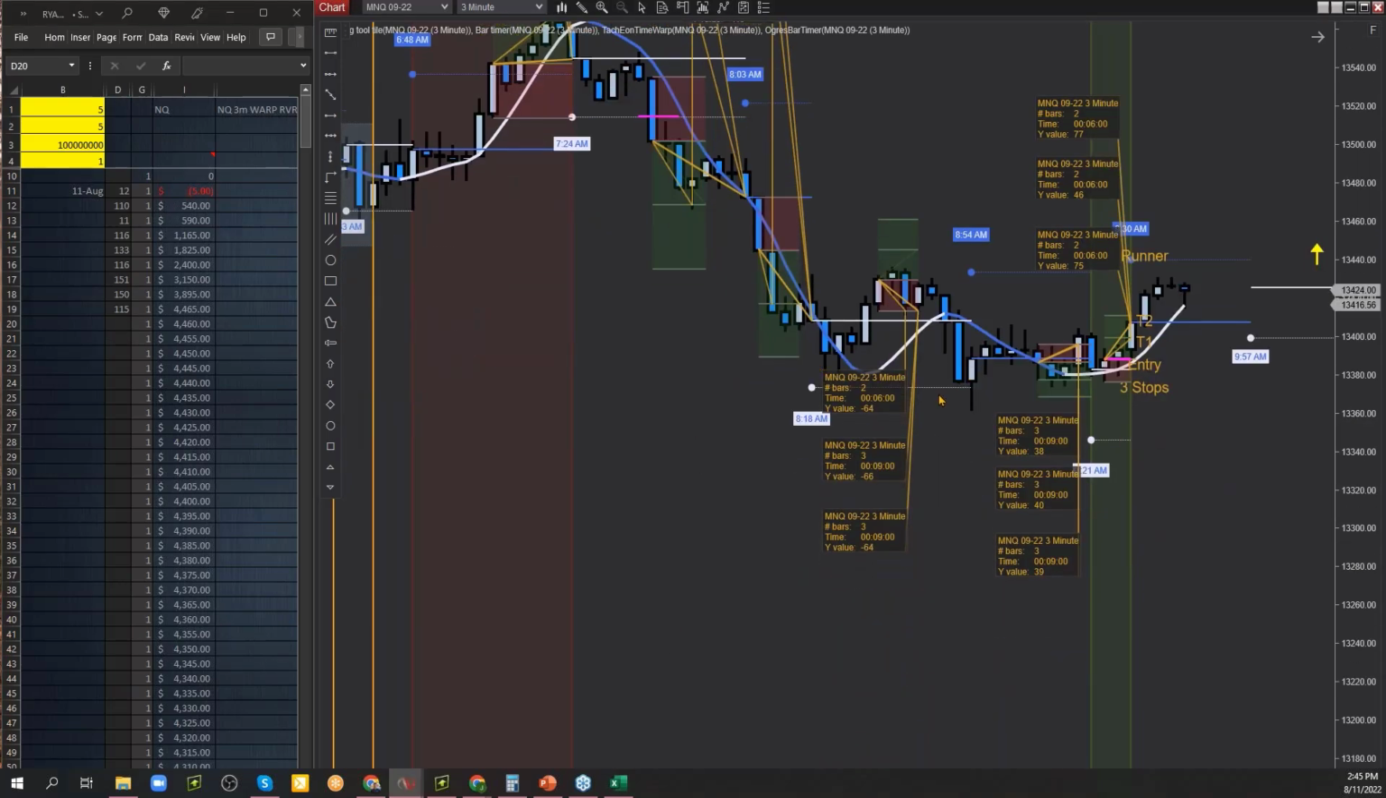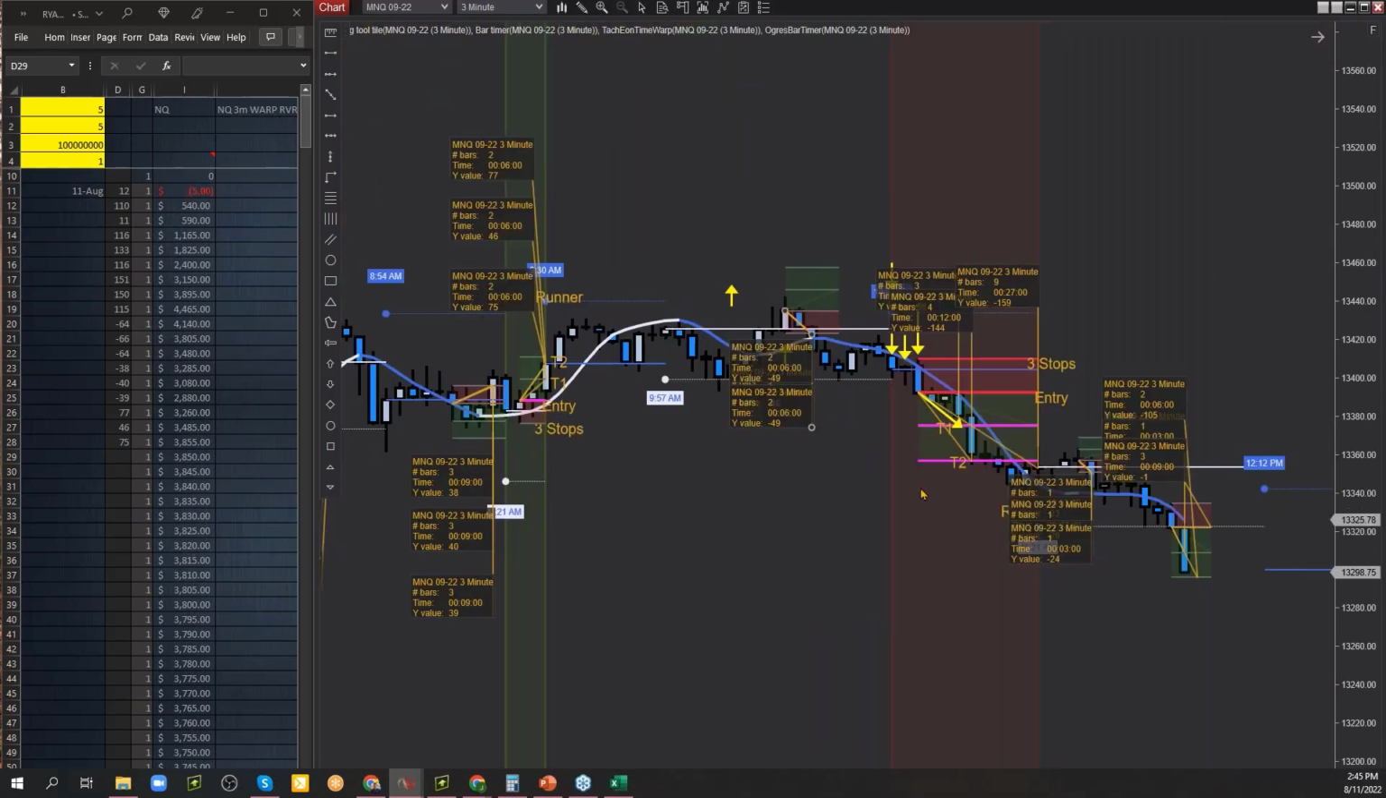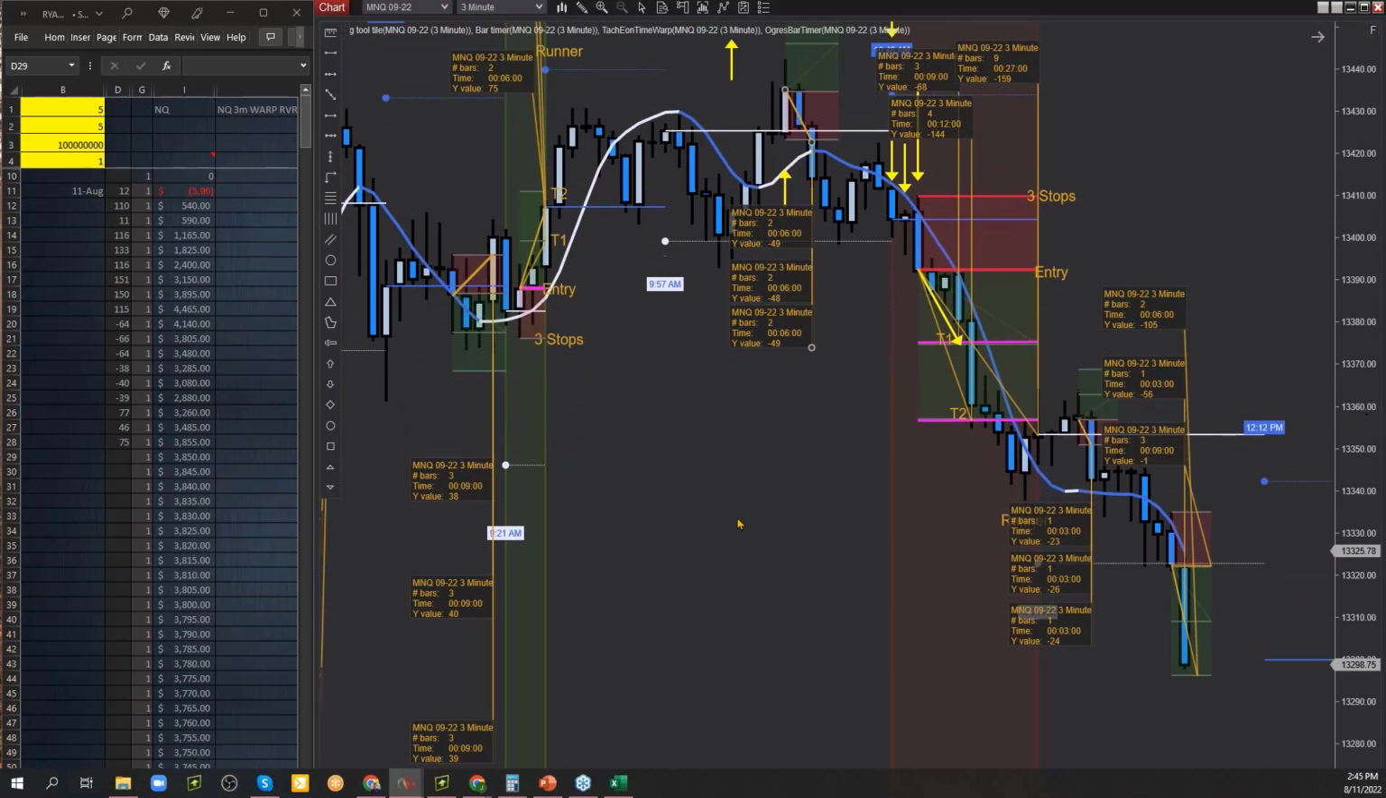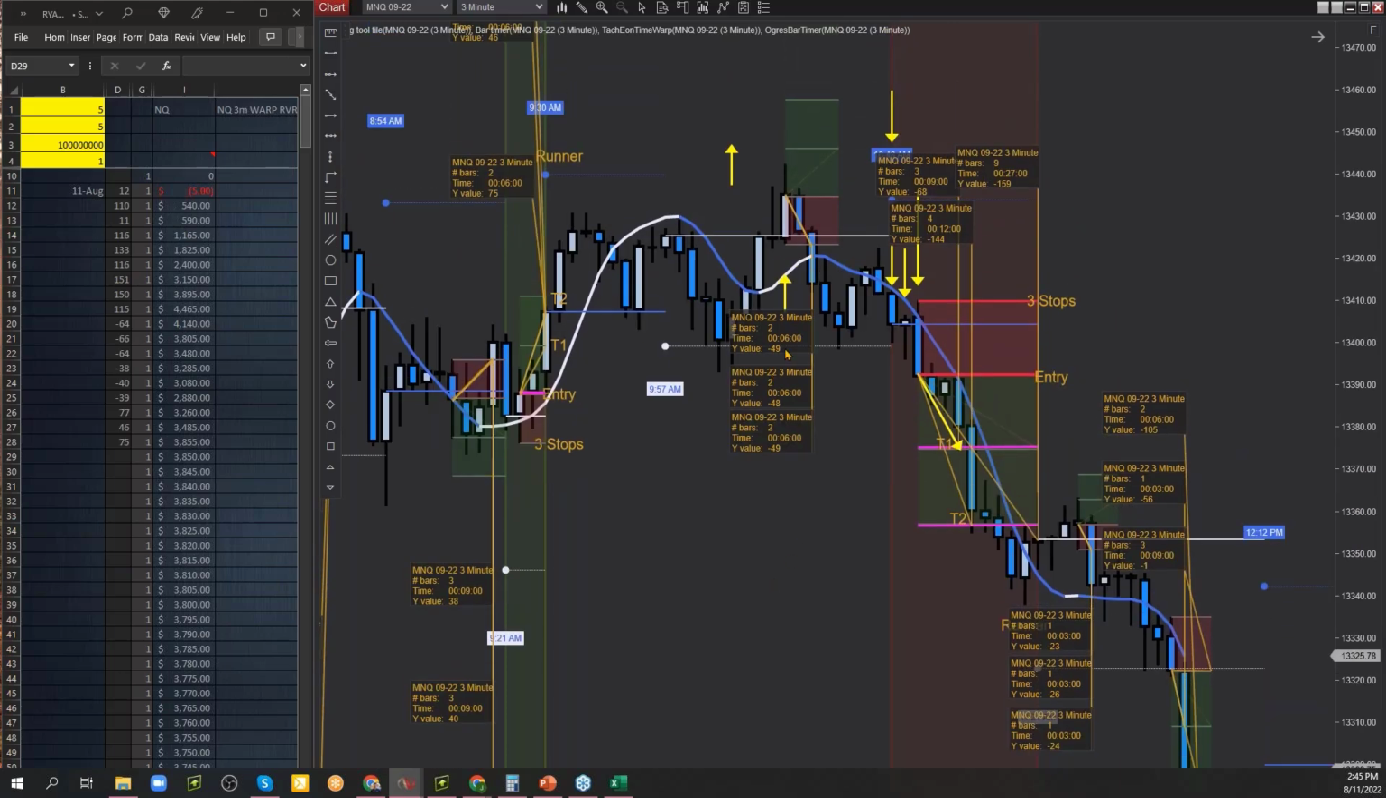Why push it? Now we're looking at these losses. Minus 64, minus 66, minus 64, minus 38, minus 40, minus 39, plus 77, 46, 75. A little tighter here, less range. Okay, so 75. Okay, so we're on these losses now.